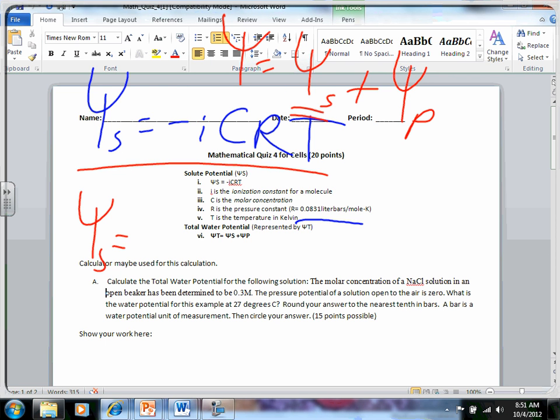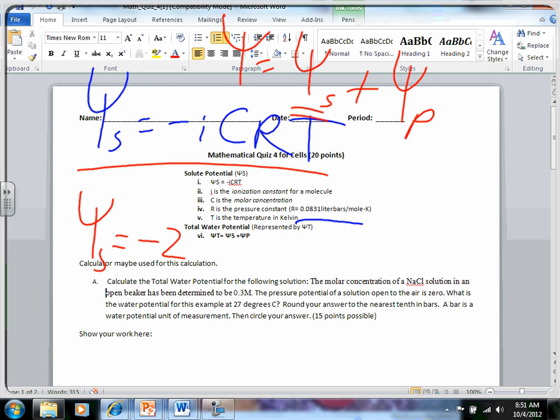Dealing with sodium chloride. It's salt, right? So what's the ionization constant for sodium chloride? 2, right? NaCl is going to break up into Na plus, Cl minus. One formula unit of NaCl gives us 2 moles of ions. Our ionization constant is 2.